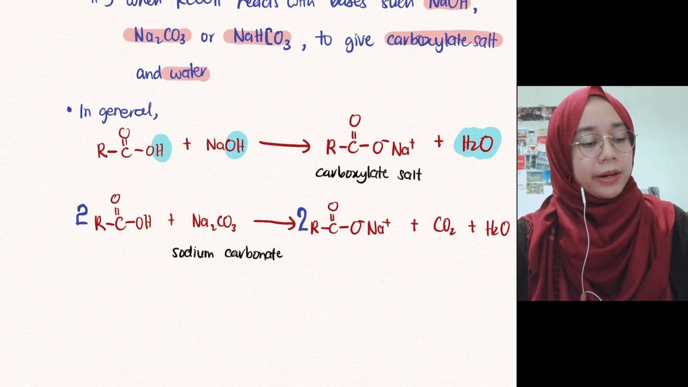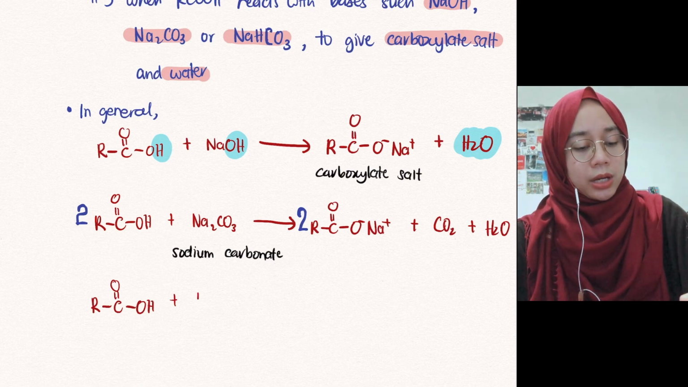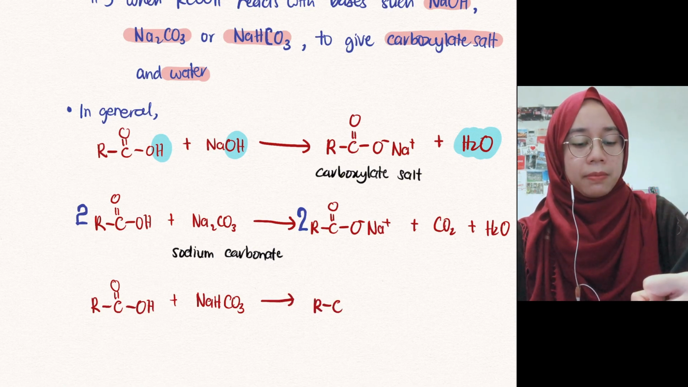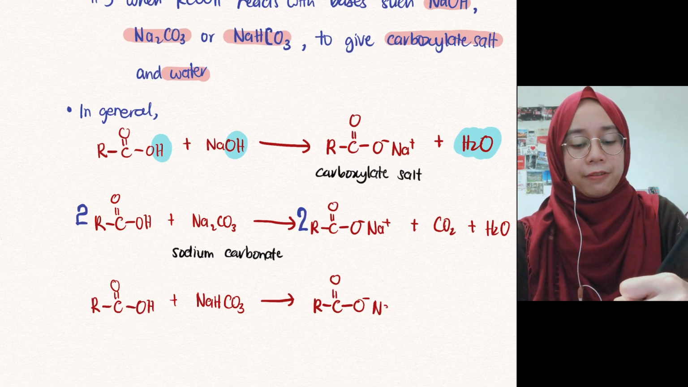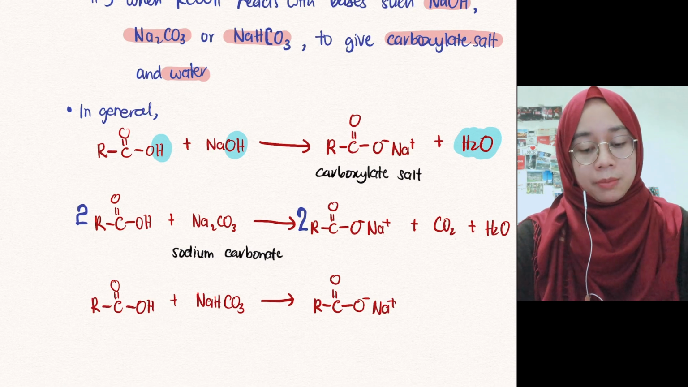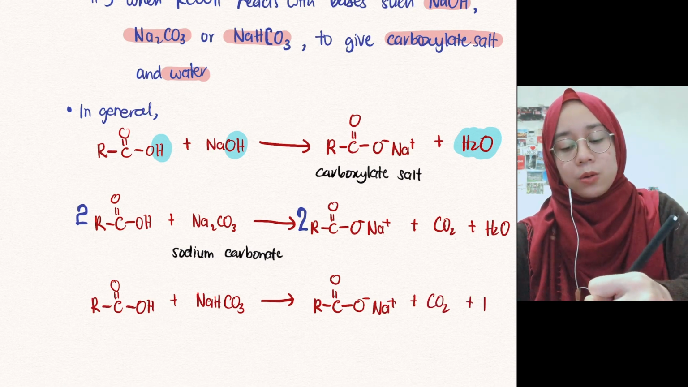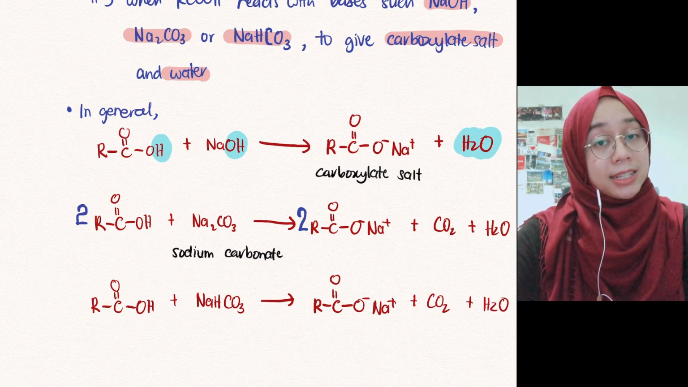And then we look at the reaction with sodium bicarbonate. So this one is NaHCO3. This one we still get the carboxylate salt, which is the RCOO negative with Na+. Since again in our base we have carbon, we will also produce carbon dioxide and also water. But this one is balanced.